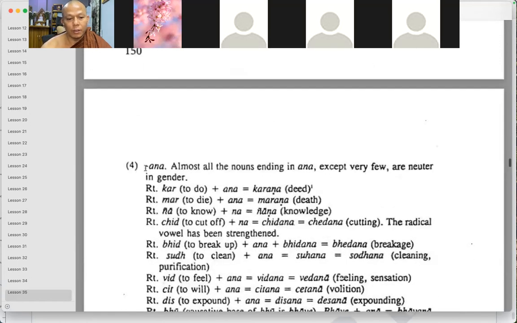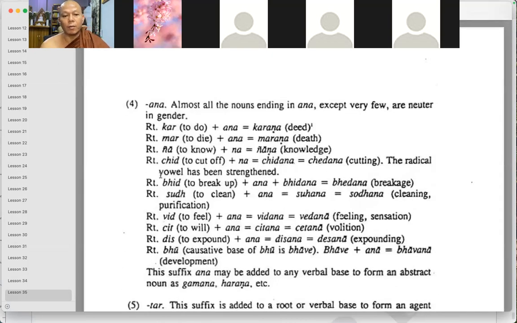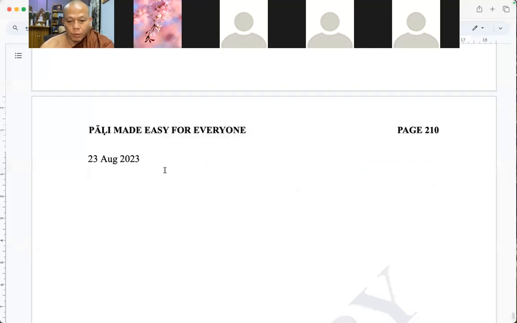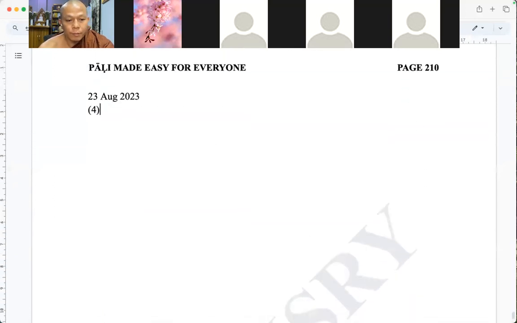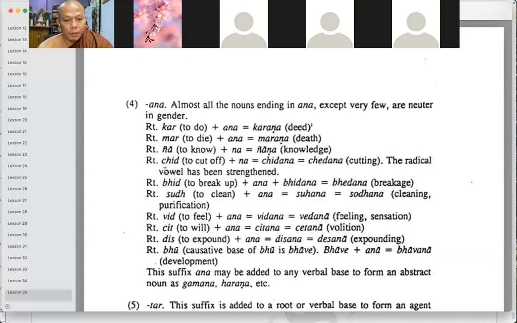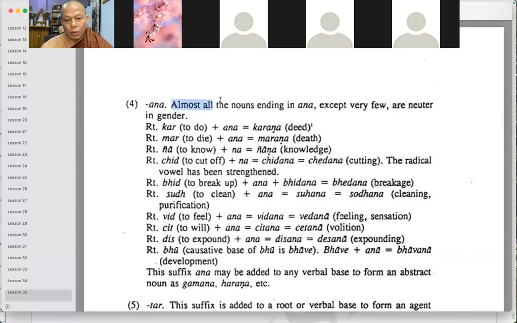Okay, and then now the fourth one is the ana suffix. So the ana suffix is commonly called the verbal noun suffix or maybe abstract noun, just referring to the action, like the doing, eating, going, and so on. So number 4, the ana suffix. When we add the ana suffix here, almost all nouns ending in ana are neuter gender.